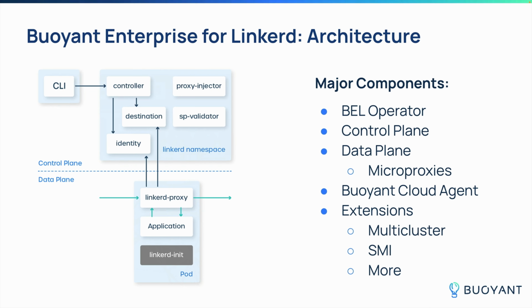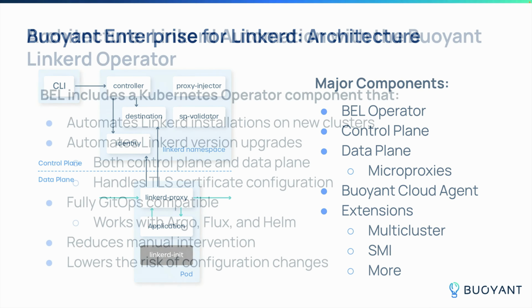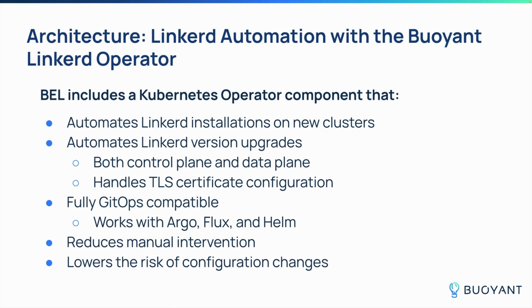Let's dive a little deeper into the BEL operator. BEL includes a Kubernetes operator component that automates Linkerd installations, automates Linkerd version upgrades on both the control plane and the data plane, manages your MTLS certificates, is fully GitOps compatible working with Argo, Flux, and Helm, reduces manual intervention, and lowers the risk of configuration changes by doing error checking and validation prior to applying any of your changes.